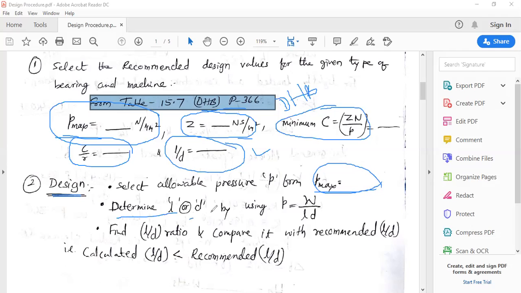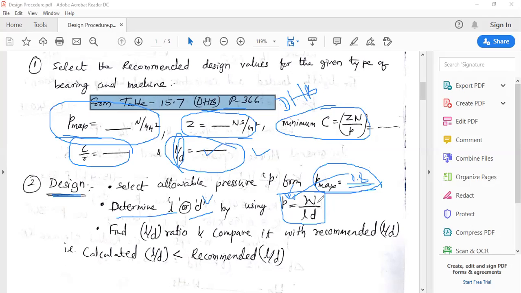Next, determine L and D. The L by D ratio is given here. Suppose the L value or the diameter value is given, then we have to fix the value of L or D, or both together in some cases. Or we have to use the equation of pressure, P is equal to W divided by L into D. So here P max is fixed now. You have to fix all the values with respect to the range. Suppose it is 0.2 to 1 Newton per mm square, and if I select the value as 0.8 Newton per mm square, this value is to be used here. And we have to get the value of L or D, or both together, with the known ratio.